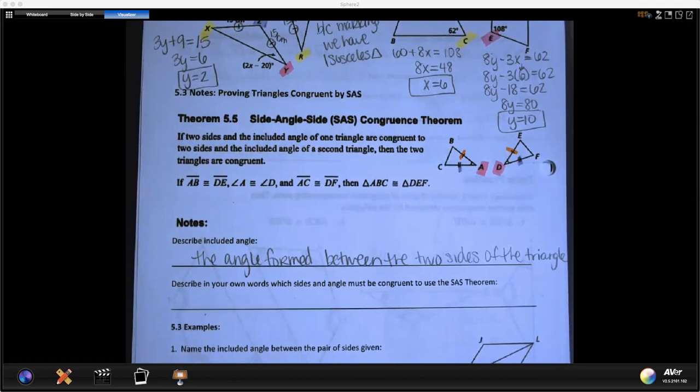Okay, what about the second thing? So describe in your own words which sides and angle must be congruent to use the SAS theorem. Okay, so how could we describe using our own words how we would determine which sides and angles must be congruent to use the SAS theorem? So essentially shortening down our definition into something a little bit easier to comprehend or remember. What do we think? What are keywords in that?